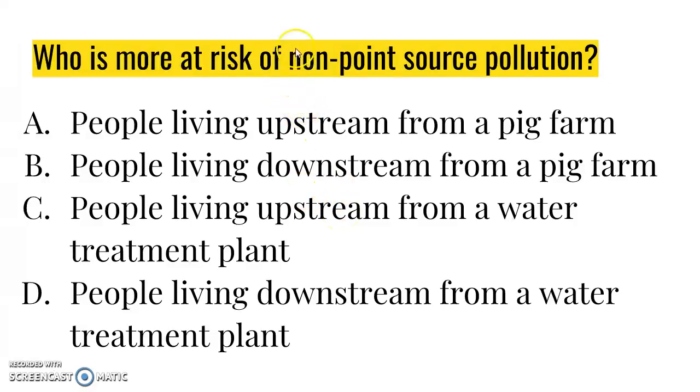So who is more at risk for non-point source pollution? Well, if you're getting non-point source pollution, you've got to be downstream. Upstream means above it. If I live above a pig farm, by the time the water gets to them, it's already past me. So they are getting my crap, I'm not getting their crap. However, if I'm downstream from them, their crap is coming down to me. Remember I said in class, crap runs downstream or downhill. So the answer here would be B.